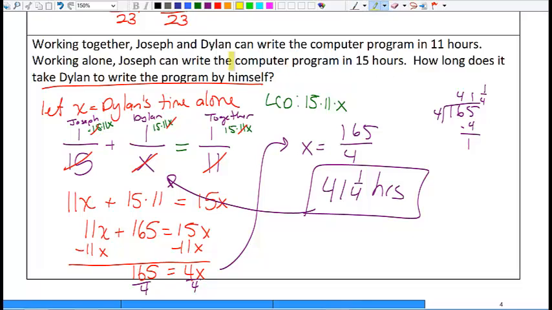Let's see. Joseph can do it alone in 15 hours. Dylan can do it by himself in 41 1/4 hours. So together they should be doing it in less time. And sure it is. Together they can do it in 11 hours. So you were expecting Dylan's time to be at least bigger than 11, because if they were working together it should go faster. So this is clearly much larger, and that is our final answer.